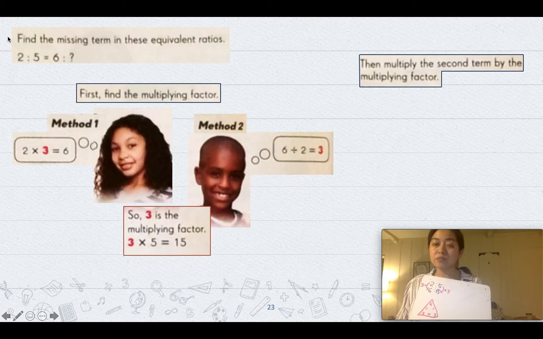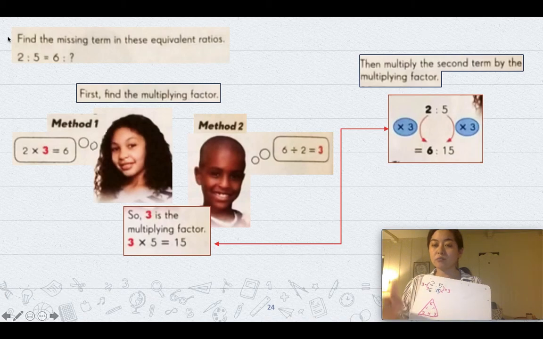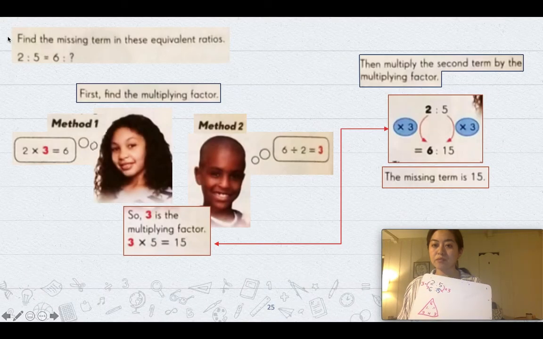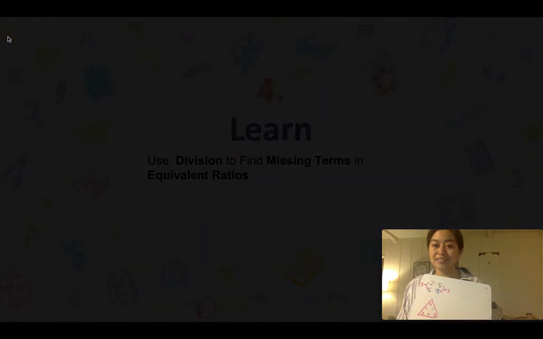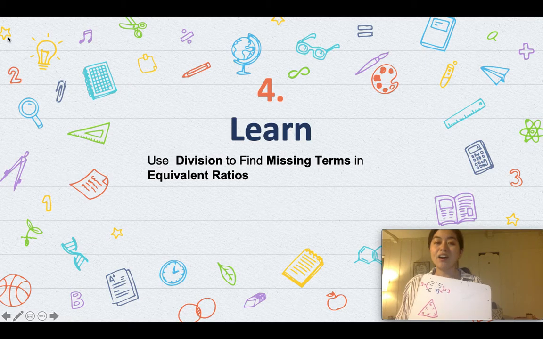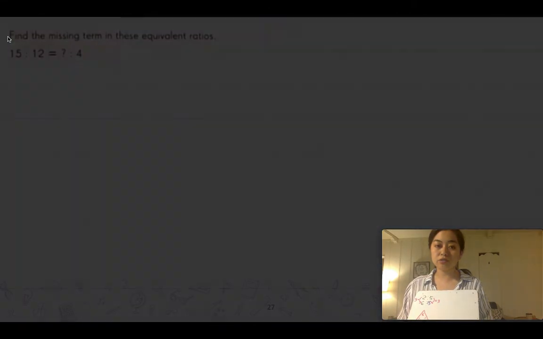Multiply the second term by the multiplying factor, just like we did on the board here. Okay, and that's what you get. The missing term is 15. All right. Now we're going to use division to find missing terms and equivalent ratios.